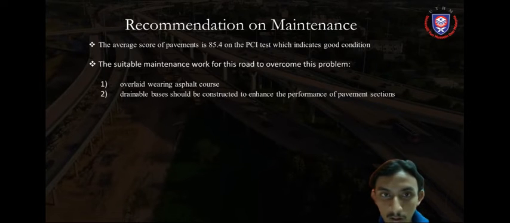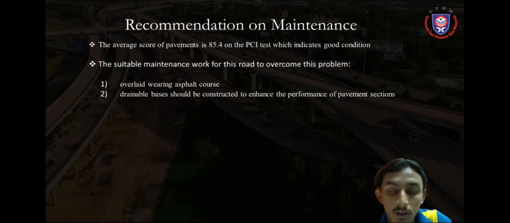This is because in the area of the road, there is no drainage system that drains water from the pavement surface, which can weaken the pavement surface if the situation persists and finally will damage the road surface.